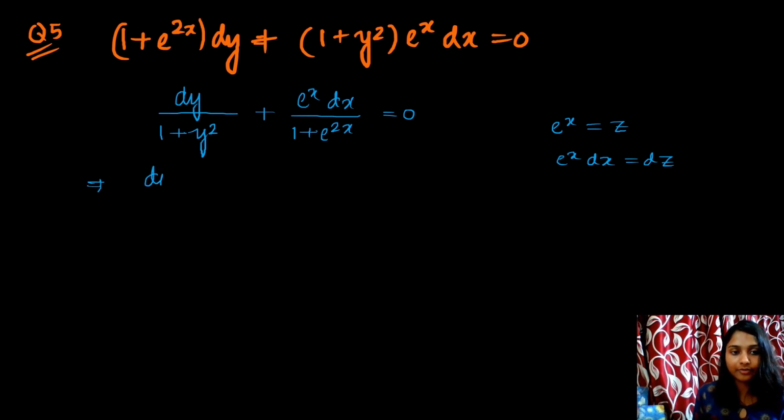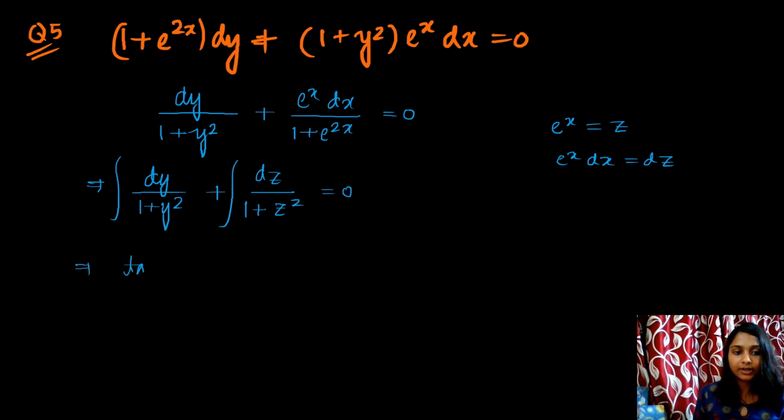Therefore, we have dy by 1 plus y square plus, so e power x dx means dz, and below we have 1 plus z square equals 0. So obviously we can integrate and it will give tan inverse y plus tan inverse z equals c. So this is the solution.